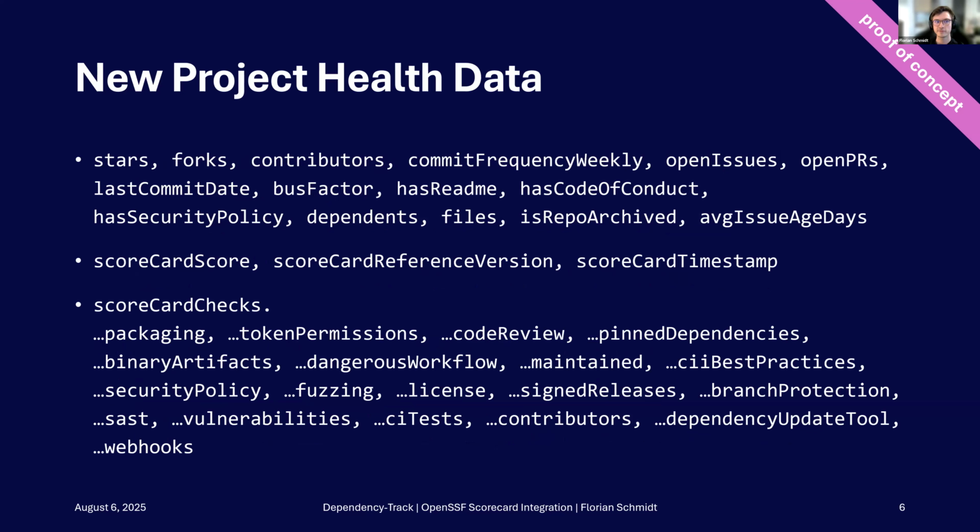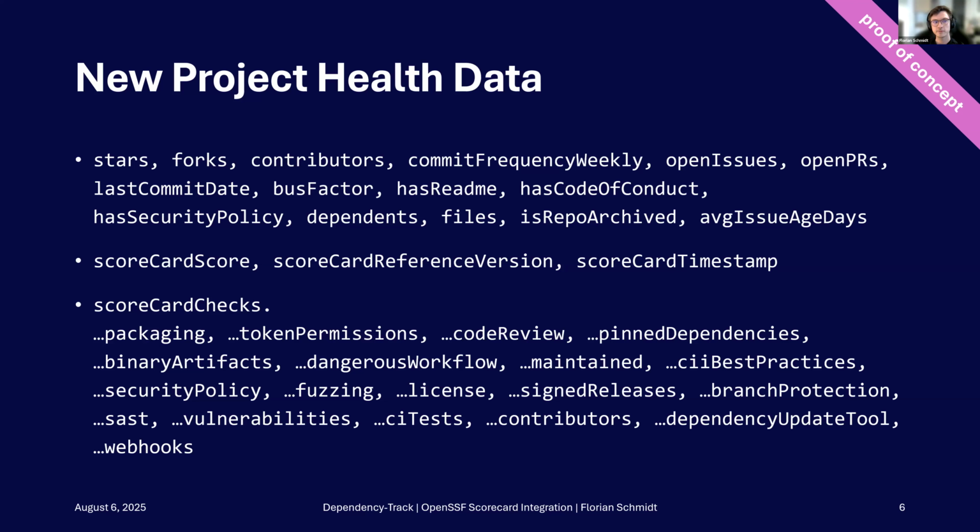bullet point stuff pulled from the GitHub API. So stars, forks, contributors, commit frequency, open issues, pull requests, when the last commit was, bus factor, etc. Note that the bus factor does not get computed by GitHub. You have to do that yourself, but you can pull the relevant source data.